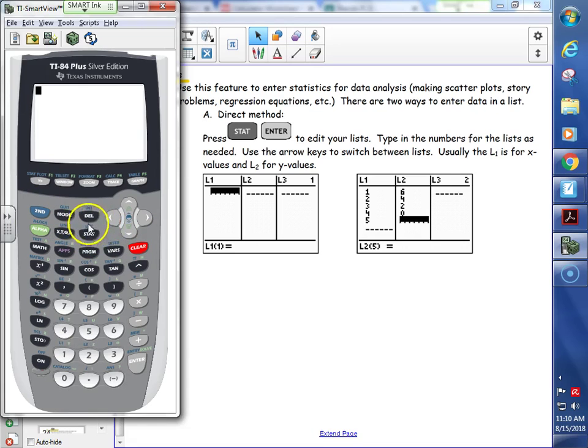Stat. Good. There is the list. You don't really want to go to second stat. Just stat. And then, oh, hey, the buttons are right there. Okay. Enter. And you can make your lists.